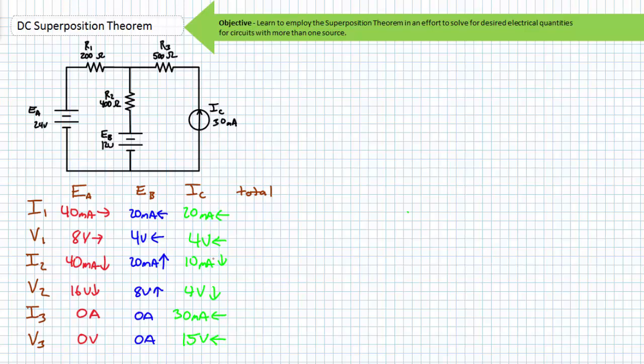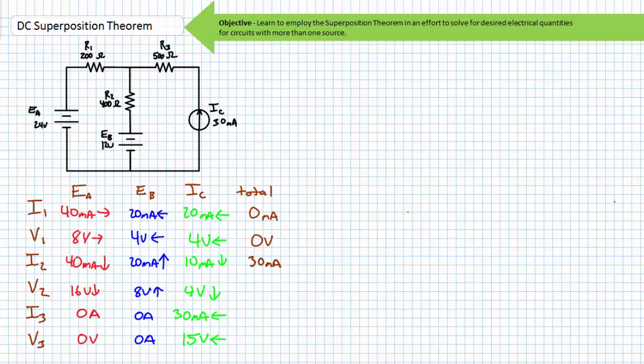Now that we've completed independent analysis of this circuit from all 3 sources, the only task remaining to us is to summate the effects accounting for magnitude, polarity, and direction. Given R1 experiences an 8-volt drop left to right, a 4-volt drop right to left, and a 4-volt drop right to left, it effectively experiences a 0-volt drop, and no current will flow through it.